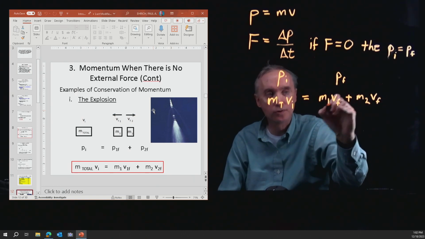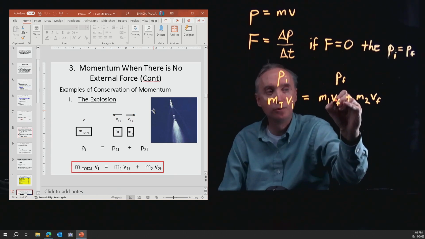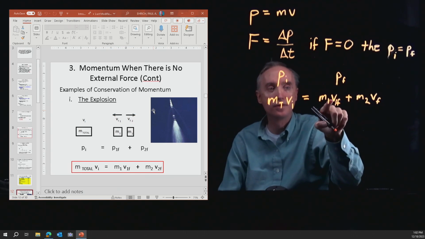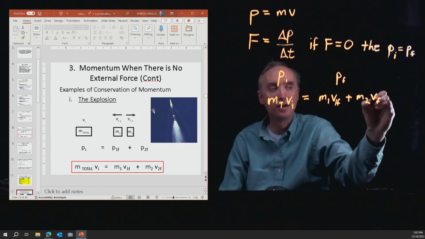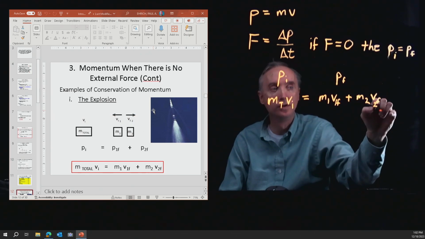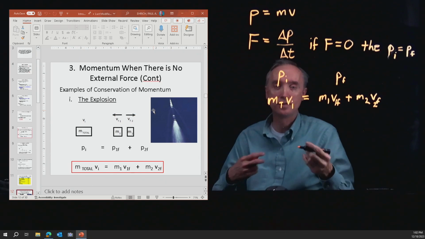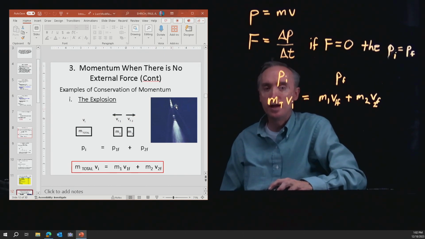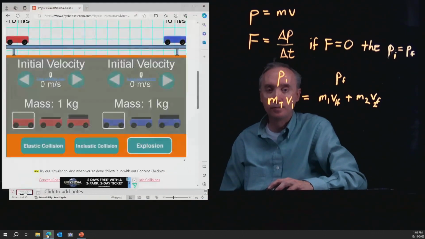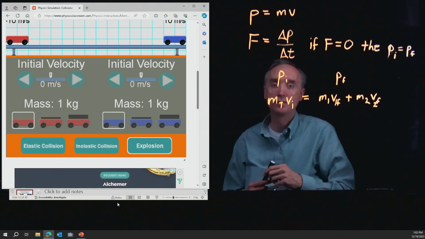And also we need to put some more subscripts on this. So I'm going to put a 1 here. This is going to be the velocity of cart number 1 final, and this is going to be the velocity of cart number 2 final. It's kind of burdensome to have all of these different subscripts, but it's really, really important to put them all on there.